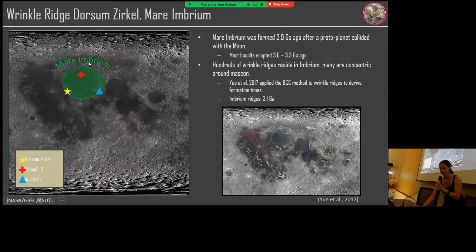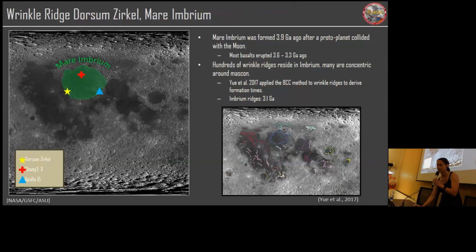So, like I said, Dorsum Zirkel is located just about on the edge of Mare Imbrium. To give you some additional context, the Chang'e 3 landing site is right here, and the Apollo 15 landing site is this blue triangle. And to give you a kind of time scale, Mare Imbrium formed about 3.9 billion years ago, and most of the basalts within Mare Imbrium erupted 3.6 to about 3.3 billion years ago.